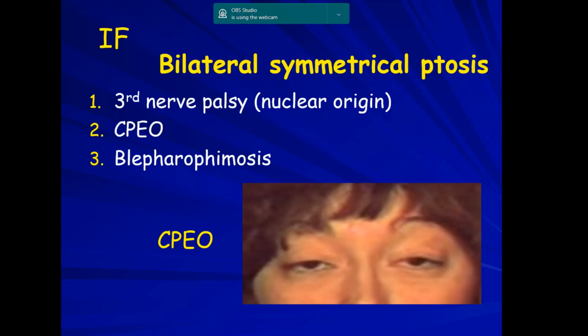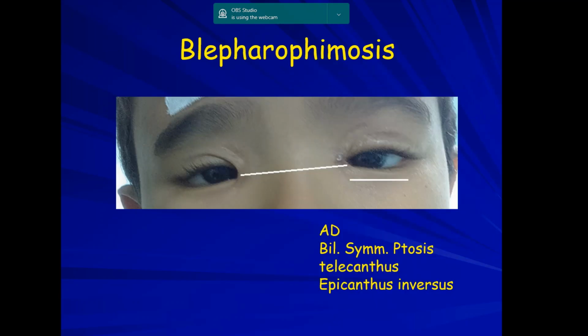If you have in your clinic a patient with bilateral symmetrical ptosis, which is uncommon, then you should think about three diseases: third nerve palsy with nuclear origin, as the nucleus of the levator muscle supplies both levator muscles, and chronic progressive external ophthalmoplegia, as we can see here in the photo, and blepharophimosis.